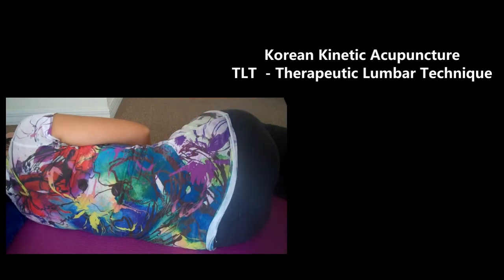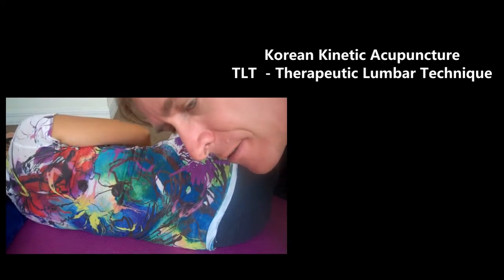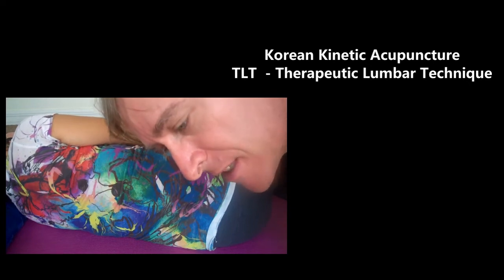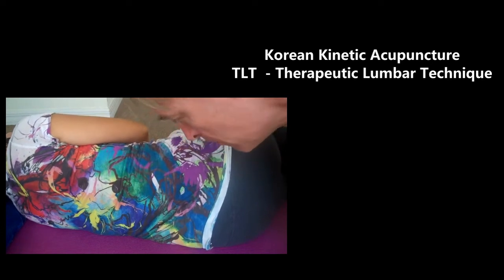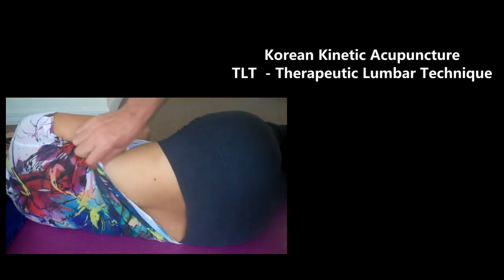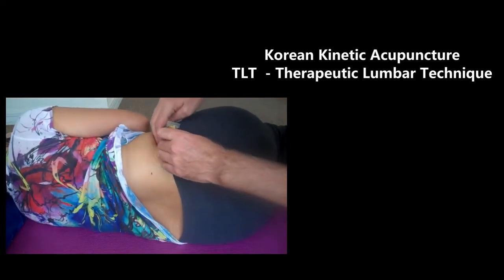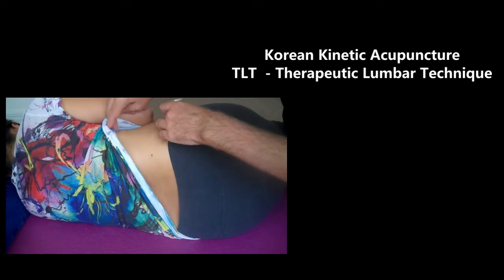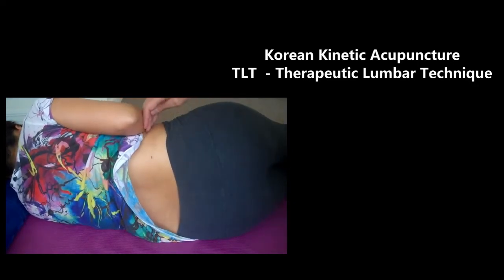This is a demonstration video for Korean kinetic acupuncture technique, a demonstration of therapeutic lumbar technique, procedure number 1, needling of the quadratus lumborum muscle for lower back pain. So we find the quadratus lumborum muscle. It's centered between the ASIS, anterior superior iliac spine, and the 10th rib. It's positioned right in the middle.